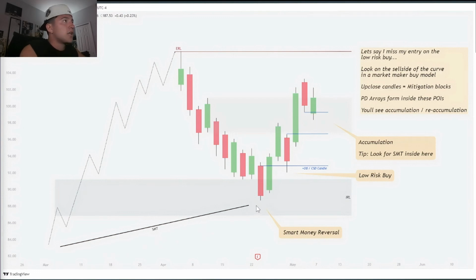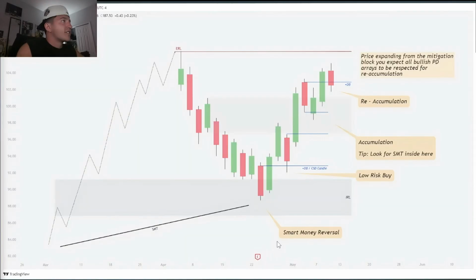If you wanted to refine it even more, you can drop down to the short-term perspective like the M15 or the M5 if you were on the 4-hour or the hourly, and then you can frame a market maker buy model from the external high of this swing, from the internal swing from here. But now we have the smart money reversal, the low risk buy, and accumulation. And the next stage would be reaccumulation, which would be price expanding from that mitigation block and that PD array that formed inside. What you would expect now is any bullish PD arrays to be respected for that last stage of the market maker buy model.